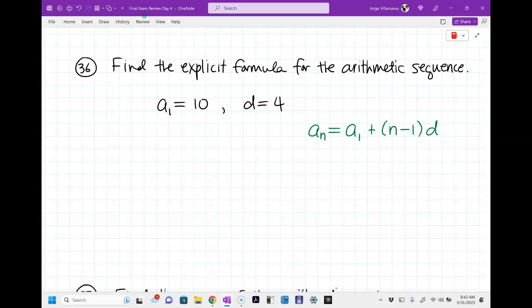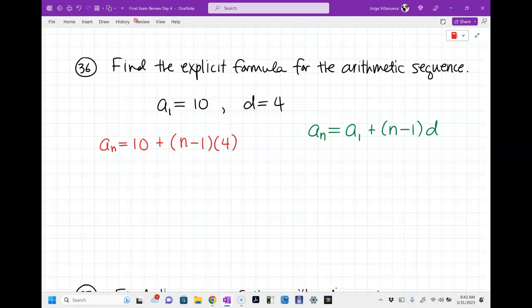So all you got to do is plug in the information they give you, and it appears to me that they want you to simplify it on the final, so we're going to have to do that. So here we go: a sub n is equal to a sub 1, which is 10, plus n minus 1 times d, which is 4.